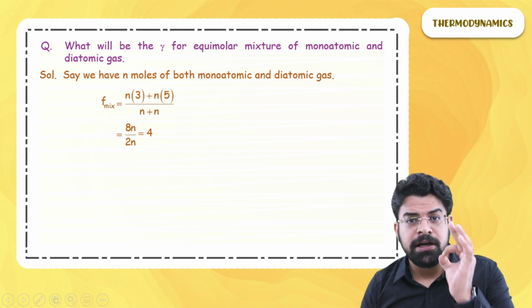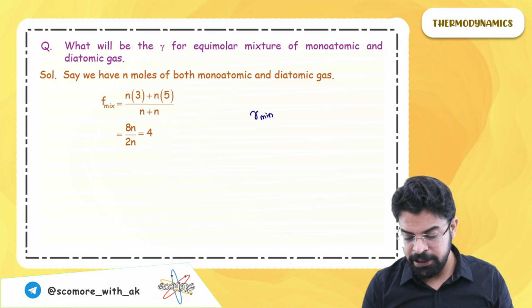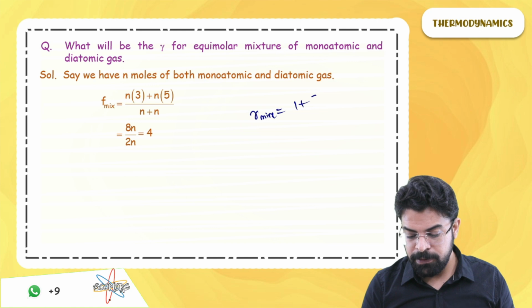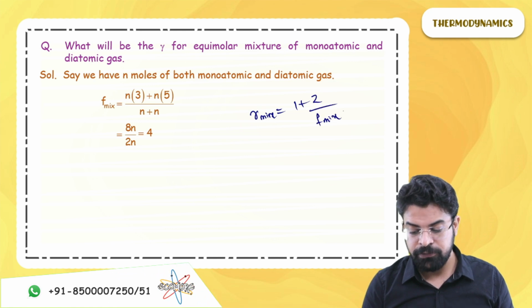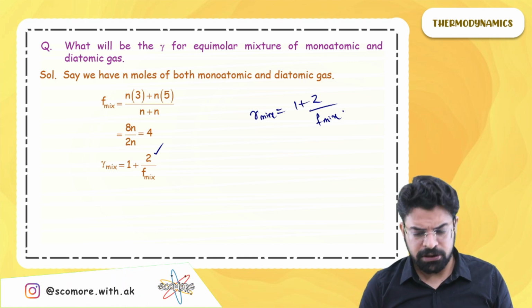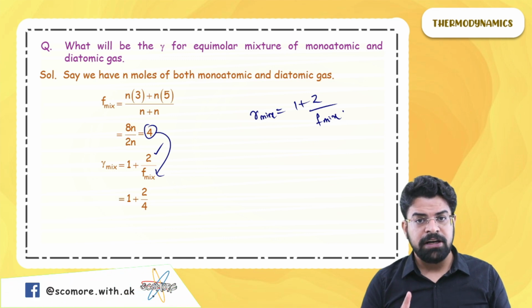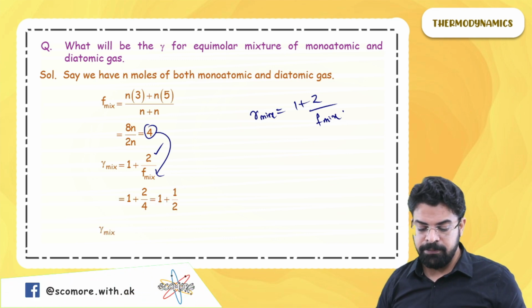Once you know the degree of freedom of mixture, you can write gamma mixture equals 1 plus 2 by F mixture. So in place of F mixture, substitute 4. So you get 1 plus 2 by 4. That becomes 1 plus half. That is 3 by 2.